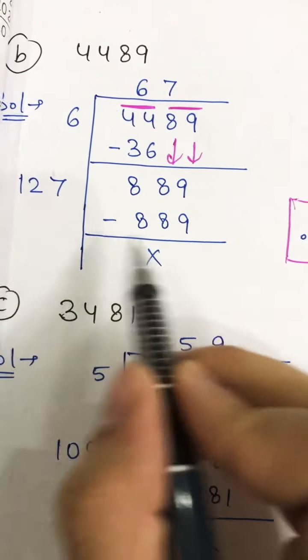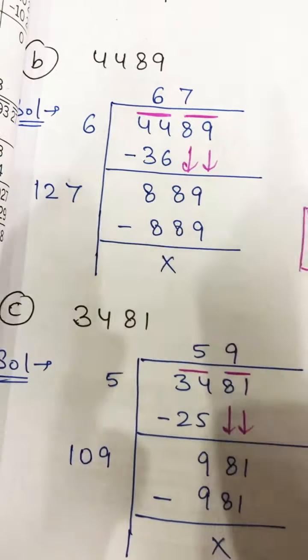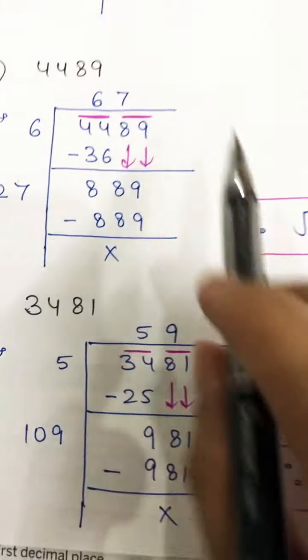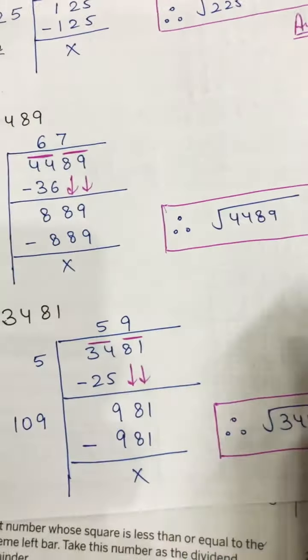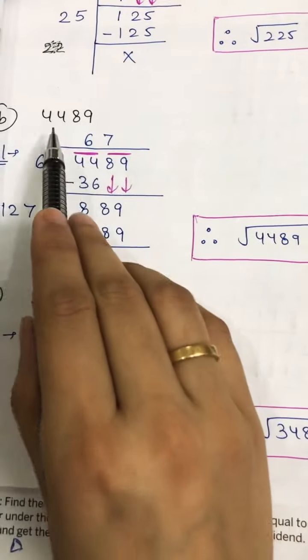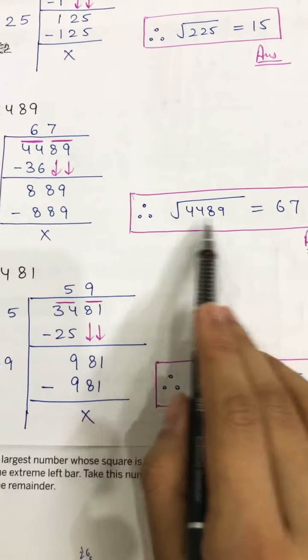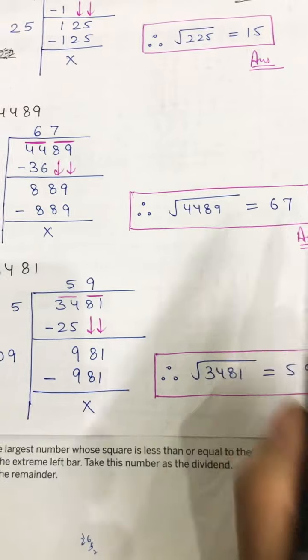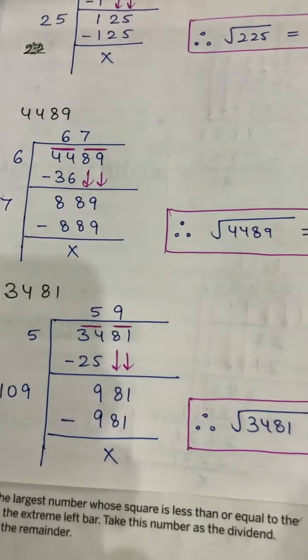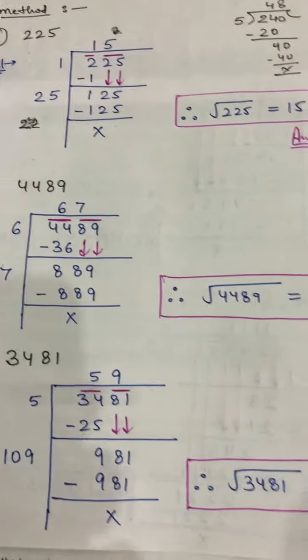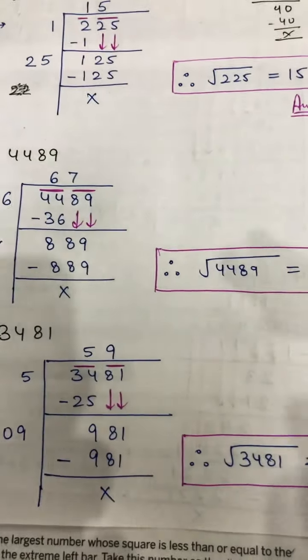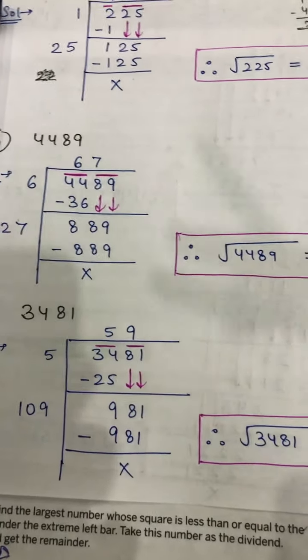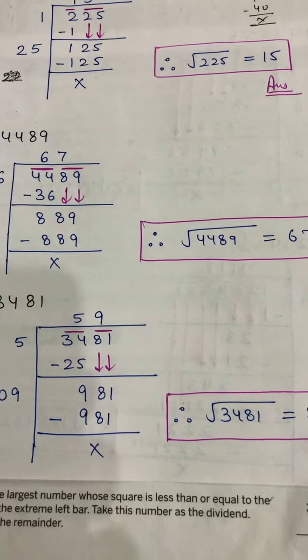So it will directly go on 127 7s are. So your answer is this 67. Okay, so this is your answer. Under root, or square root, of 4489, this symbol, 4489 is equal to 67. So are you getting? These are the first two parts. Okay, slowly you will be able to understand the steps of the long division method.